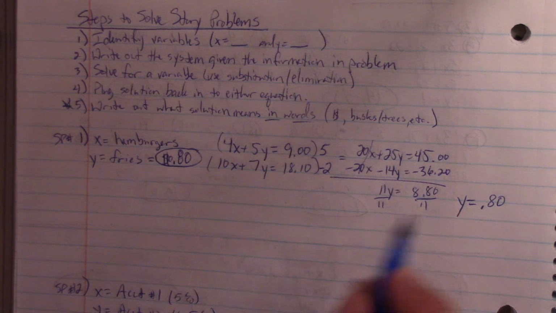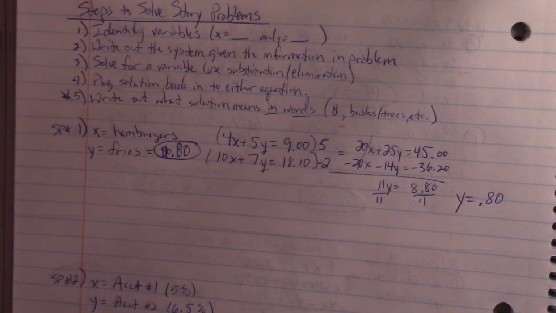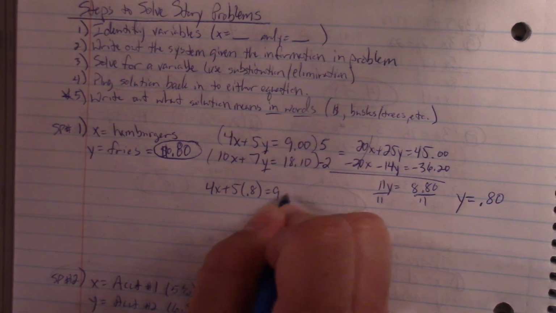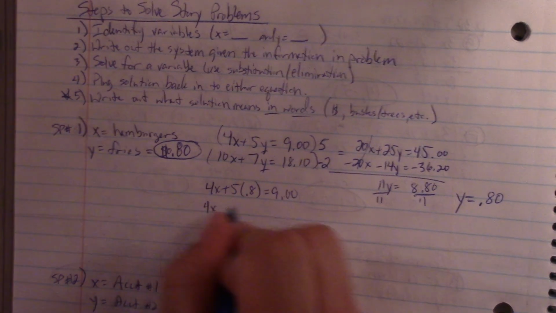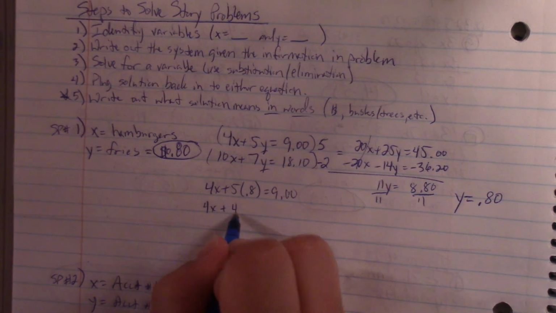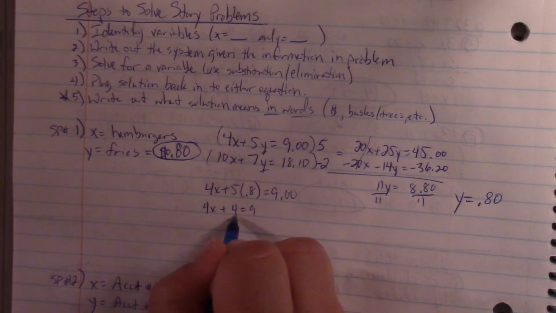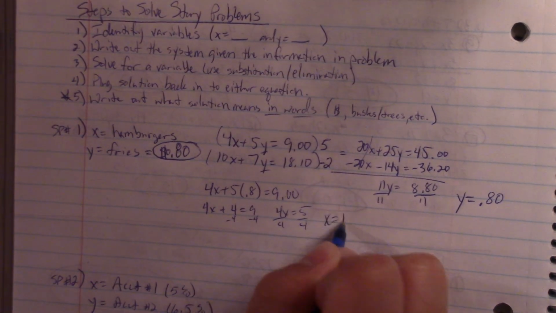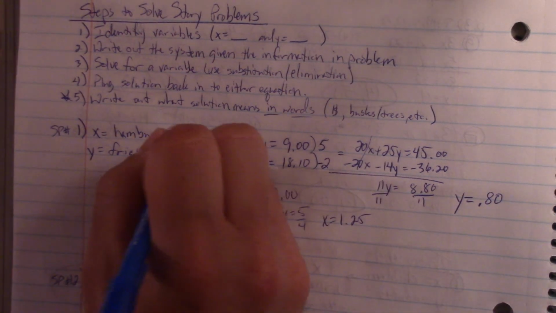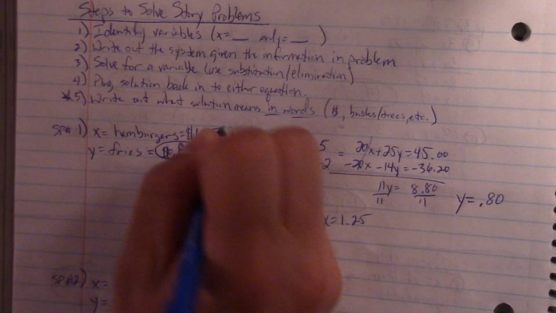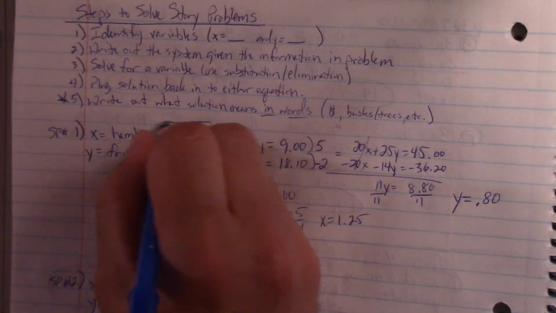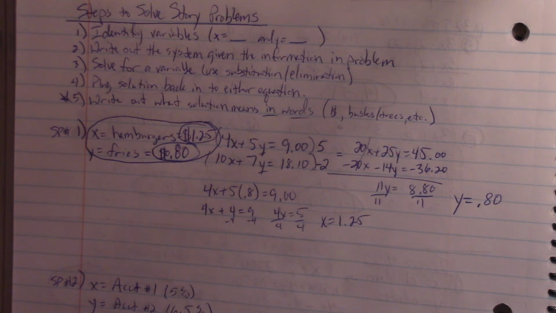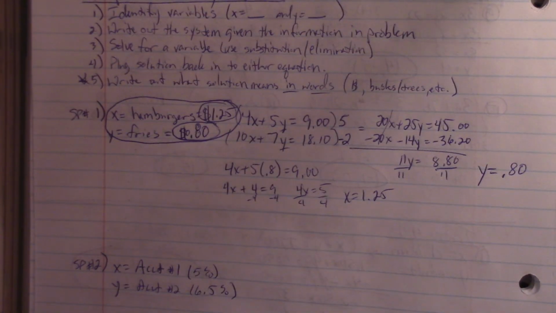The burgers then, of course, we would just go back and plug that in either here or here. It doesn't matter. 4x plus 5 times 0.8 equals $9. 0.8 of 5 is actually 4 on the dot. Minus the 4. Get 4x equals 5 and divide by 4 to get x equals 1.25, which means that hamburgers cost $1.25. And that is good enough if you just want to put it like that. So hamburgers is $1.25 and fries is 80 cents. So I'm going to do that over and over and over again.